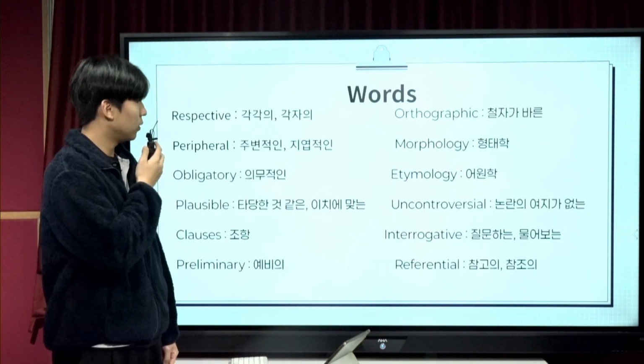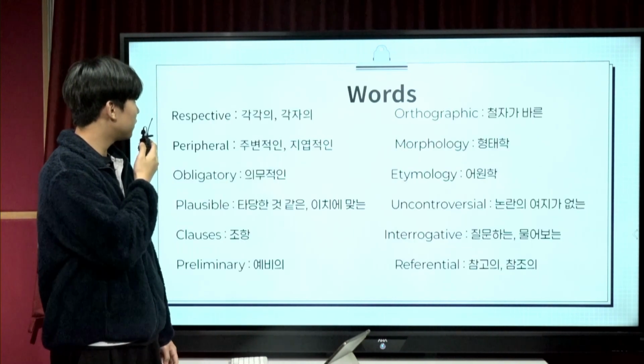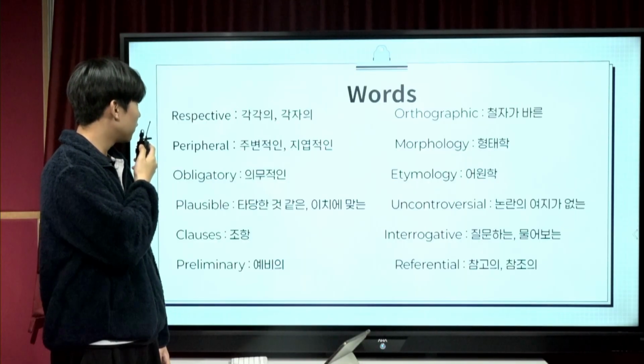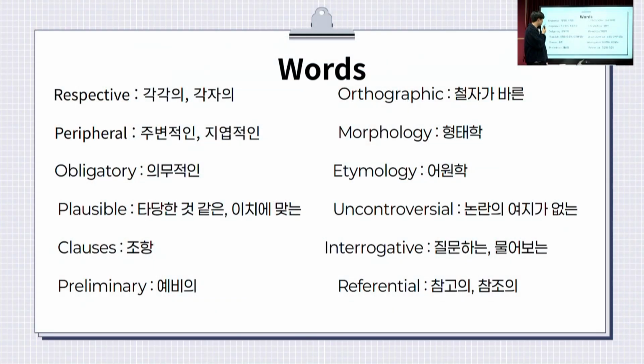First, I'll be explaining the words. Respective means 각각의 각자의, peripheral means 주변적인, 지역적인, obligatory means 의무적인, plausible means 타당한 것 같은, 이치에 맞는, clauses mean 조항, preliminary means 예비에, orthographic means 철자가 바른, and morphology means 형태학, etymology means 어원학, uncontroversial means 논란의 여지가 없는, interrogative means 질문하는 물어보는, and referential means 참고해 참조해.